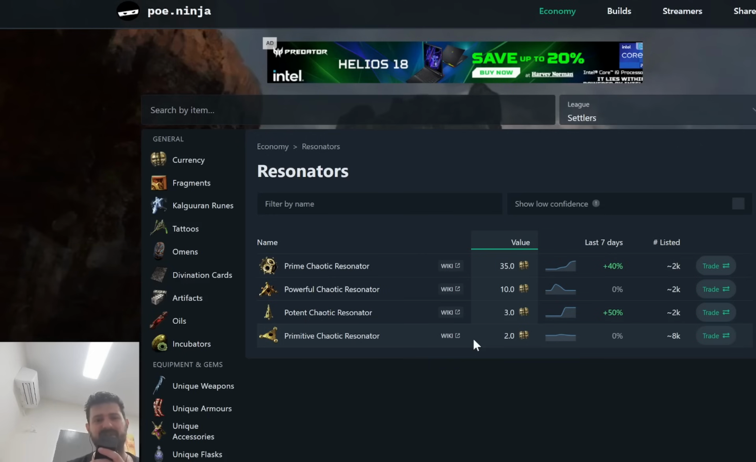but these are selling for 2C each. So if you get 140 primitives, right, that's 280C. That's like a div and a bit, and that's one run down in a Delve. So it's pretty profitable if you're farming resonators right now.